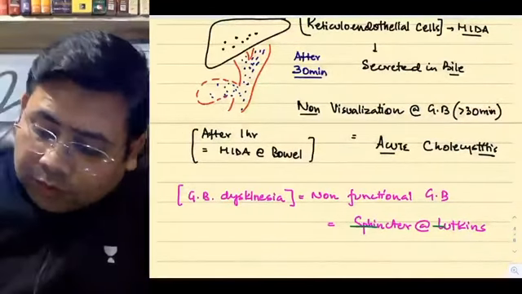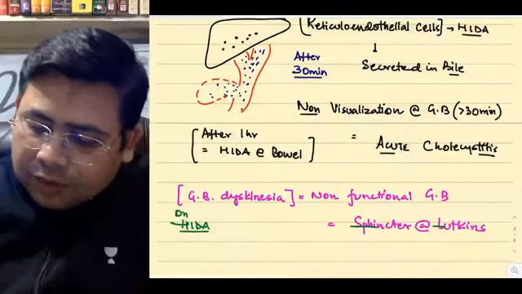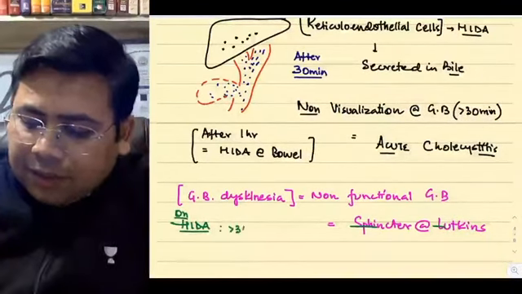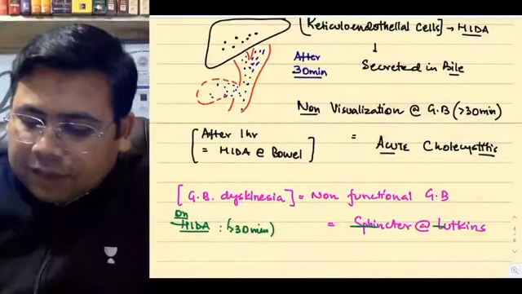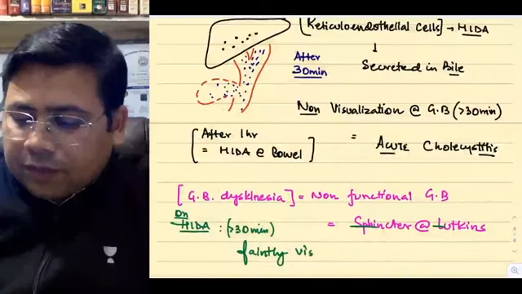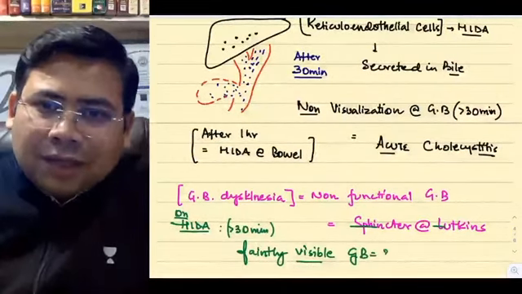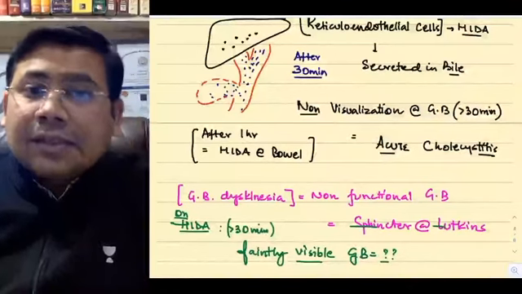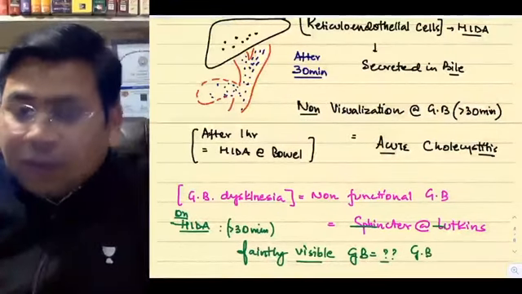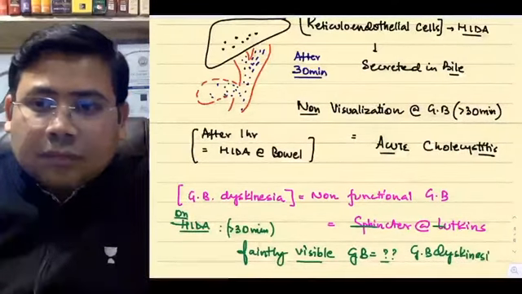So when you are going for HIDA, on HIDA after 30 minutes, a faintly visible gallbladder. What is this known as? Yes, this is indicative that gallbladder is working, but is dyskinesia.